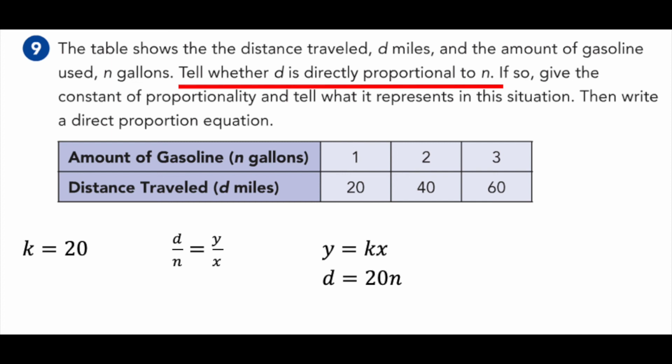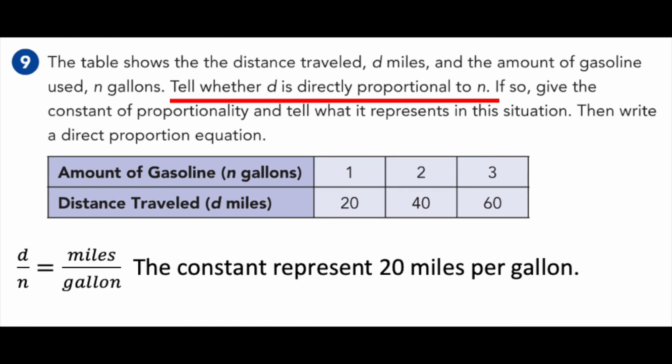The last thing that we have to do with this problem is to determine what our constant represents. To do that, we are going to set up d over n and write out what d is and what n is. D represents miles and n represents gallons. Therefore, we are comparing miles per gallon. Because the constant is 20, we would write that as 20 over 1, and we can say that the constant represents 20 miles per gallon.